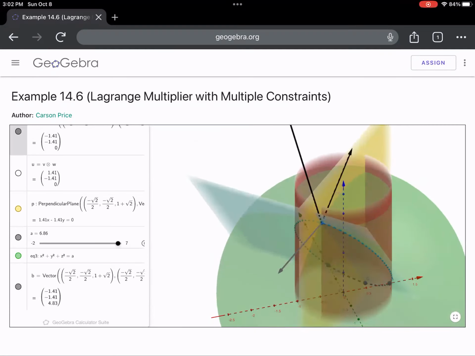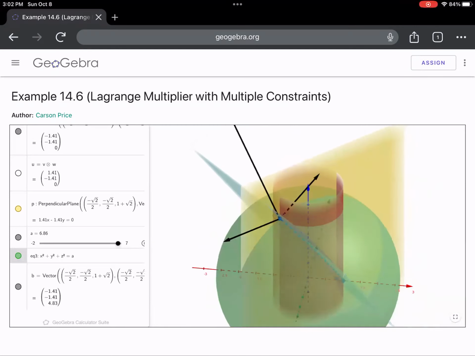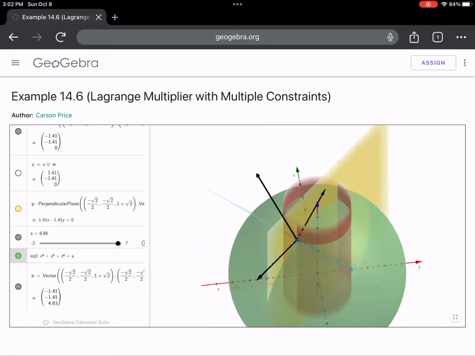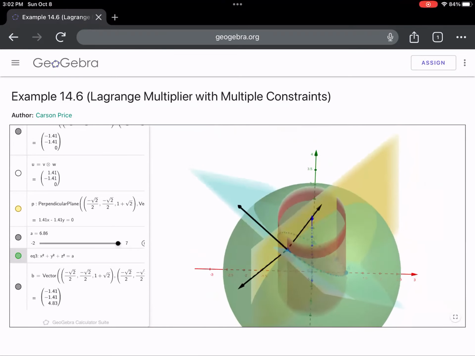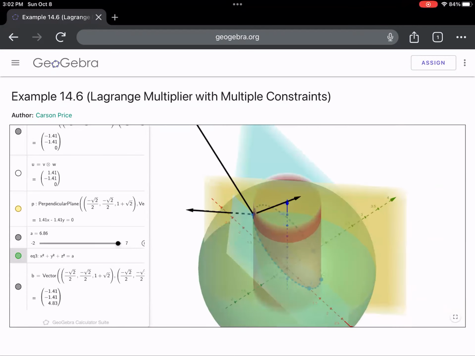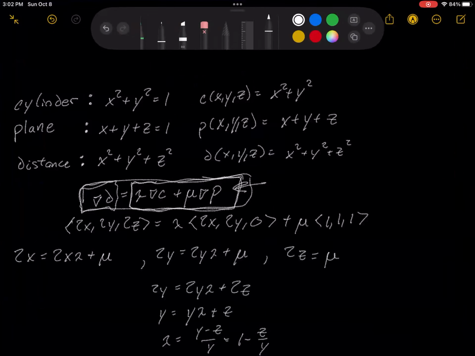So if we zoomed out there, the normal vector, that's that big vector to the left, that's normal to the distance function. And that normal vector lies in the plane that's generated from the normal vectors of my constraint equations. That's us saying this sentence.